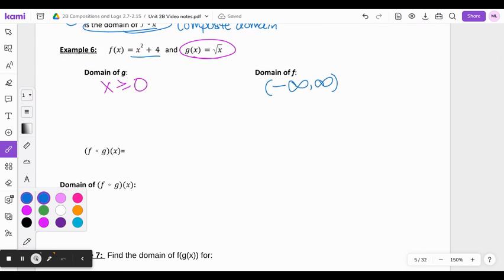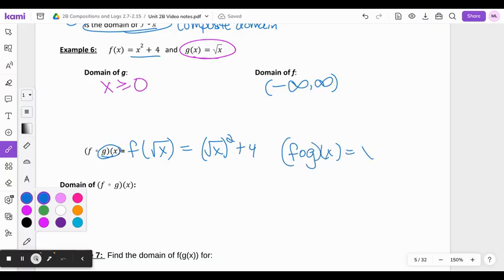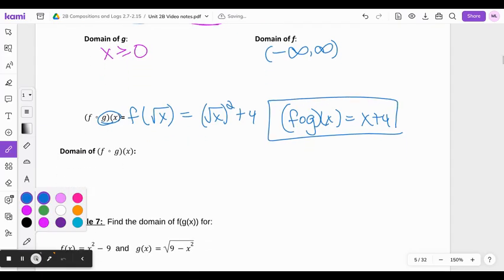All right, let's look at f of g of x. So we're taking g of x. We're going to do f of the square root of x, which means we're taking the square root of x, squaring it and adding 4, so for f of g of x, we get x plus 4. That's our overall function. Now, that's a linear function, so the domain would be all real numbers.